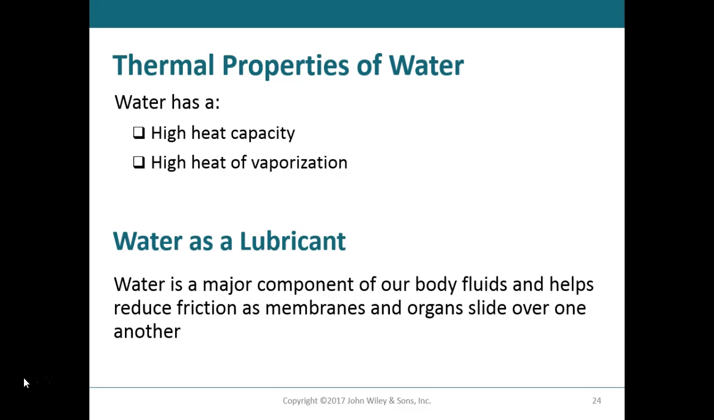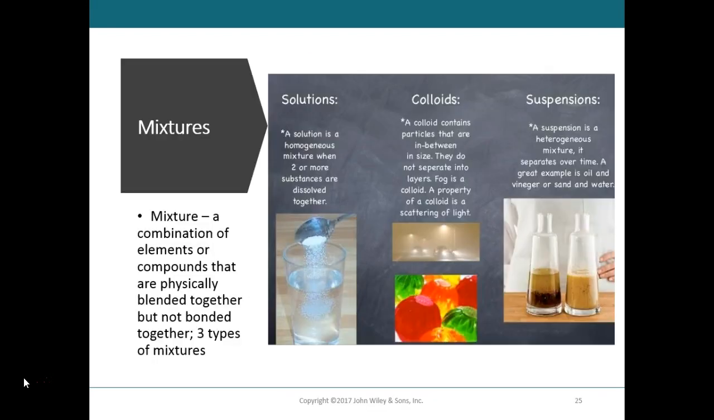Water acts as a lubricant. We've got water throughout our body fluids that surround our cells, extracellular fluid outside the cell, and intracellular fluid inside the cell. Water also is a large component of the serous fluid that we talked about in Chapter 1 that helps to reduce friction and allows our organs to move and to slide so that we don't have organs rubbing against walls or rubbing against each other.